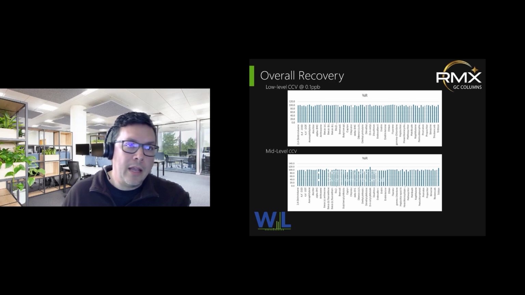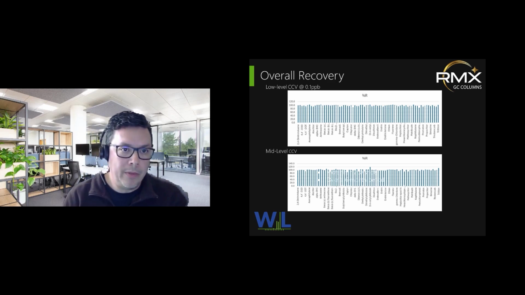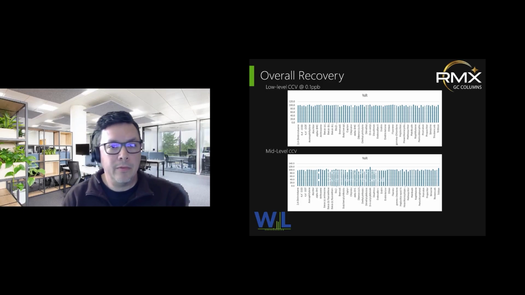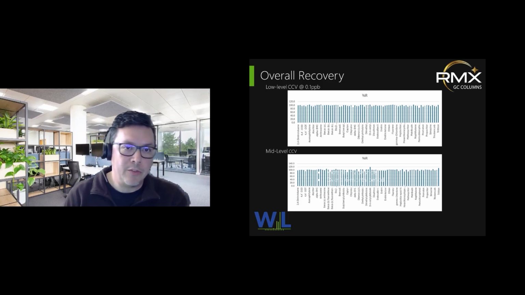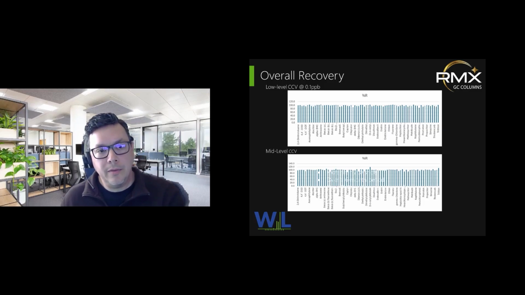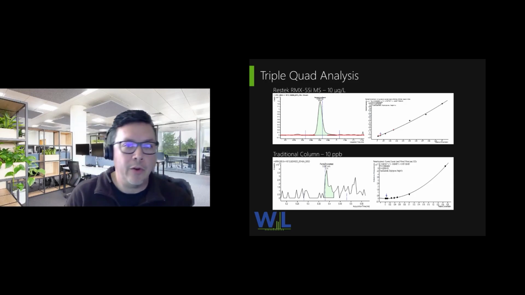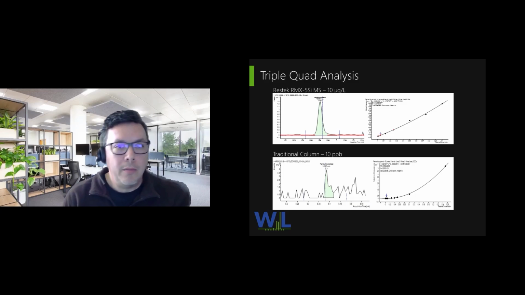And the recovery. So I have an average recovery of a low-level CCV at 0.1 ppb and a mid-level CCV. This is for a 525 standard. But I want to emphasize that this is not 10 shots and taking the average. In terms of linearity, because you have the sensitivity, because you're able to see that low, you could actually get really, really low recoveries, recoveries that you couldn't see with a traditional column, and you get way more linear calibrations.